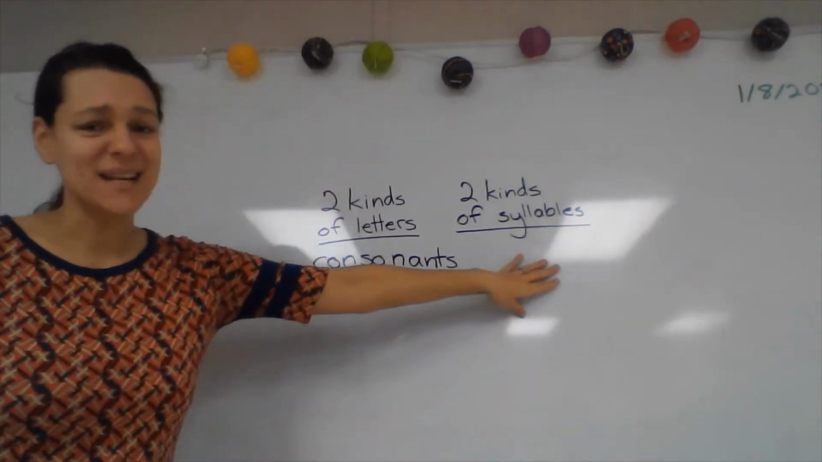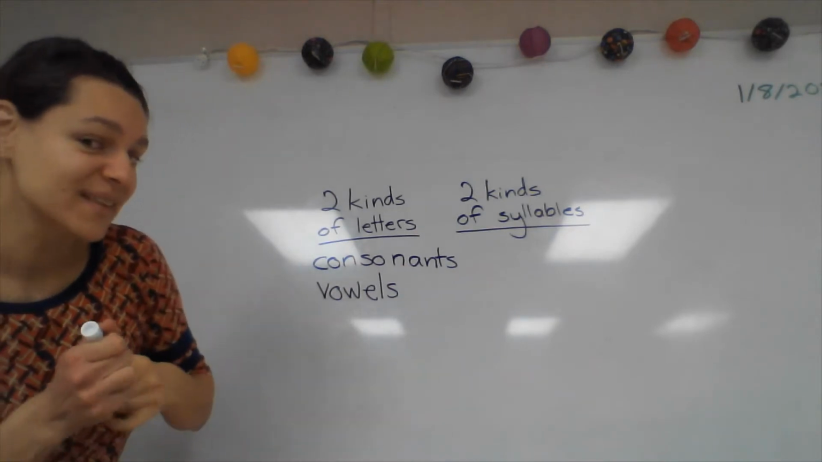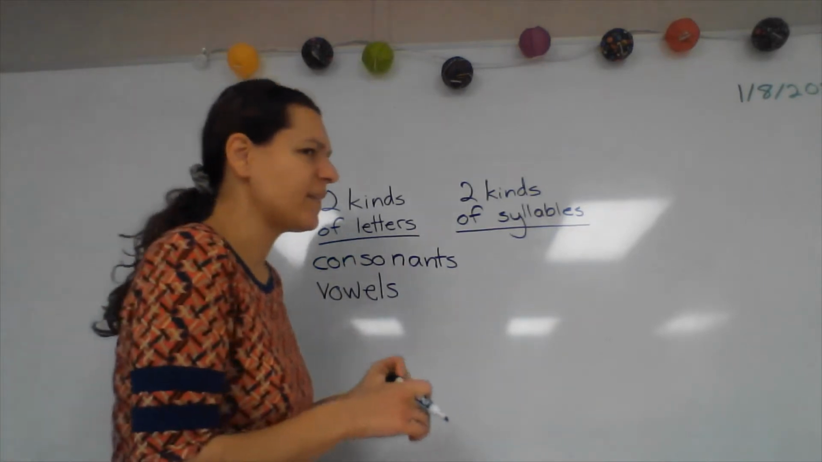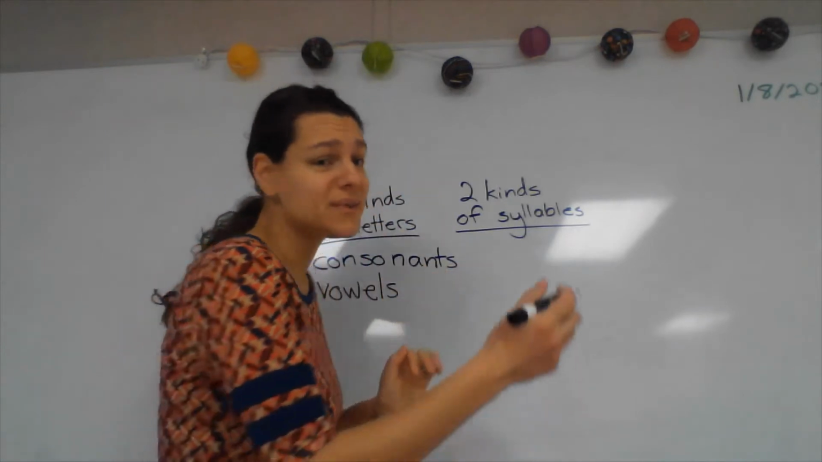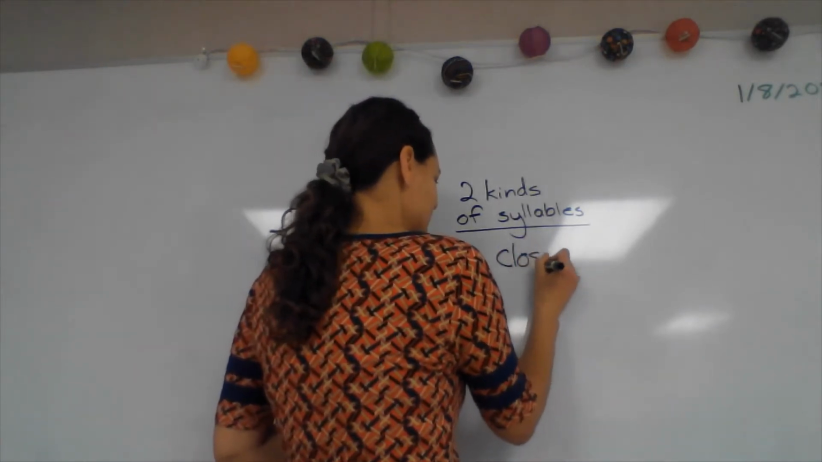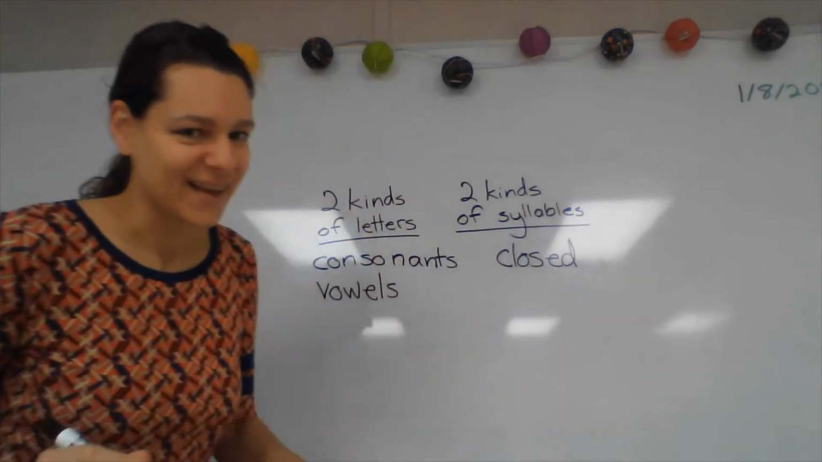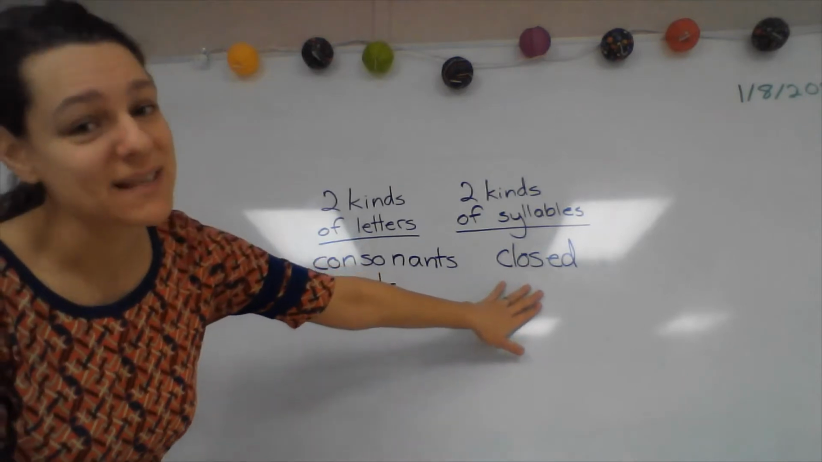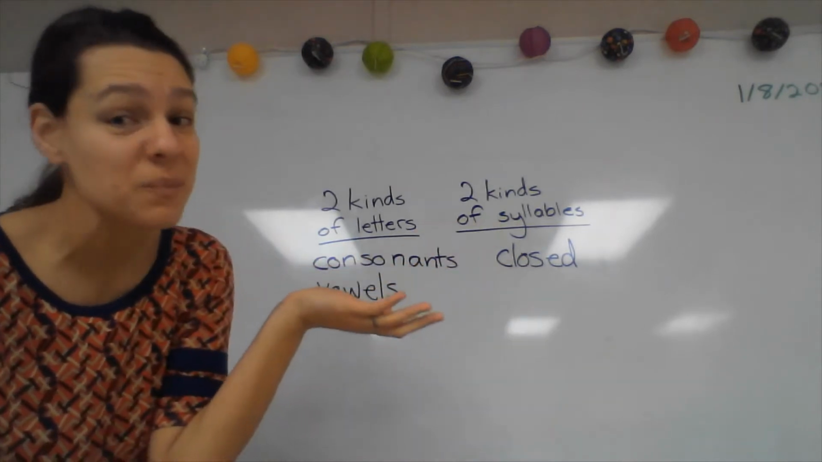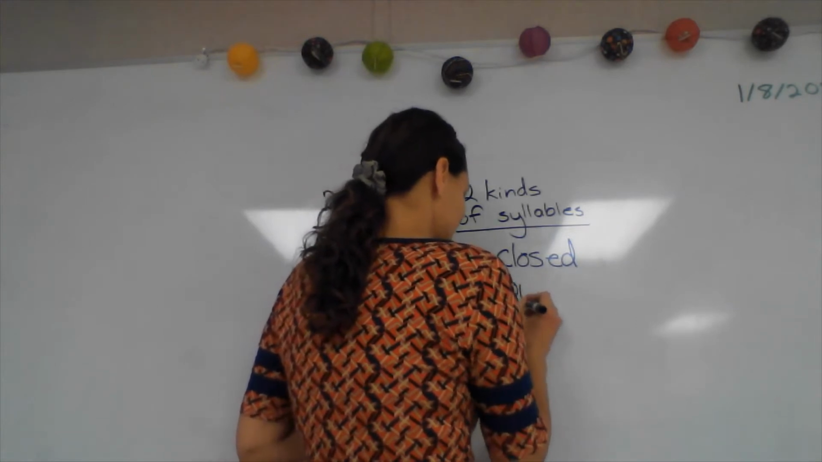All right, class, you can tell me one of our kinds of syllables. Oh, I think I heard Marley say closed. Good job, Marley. Closed is the kind of syllable that we've been talking about all week. All right, what's the opposite of closed? Open, of course, and that is our other kind of syllable.